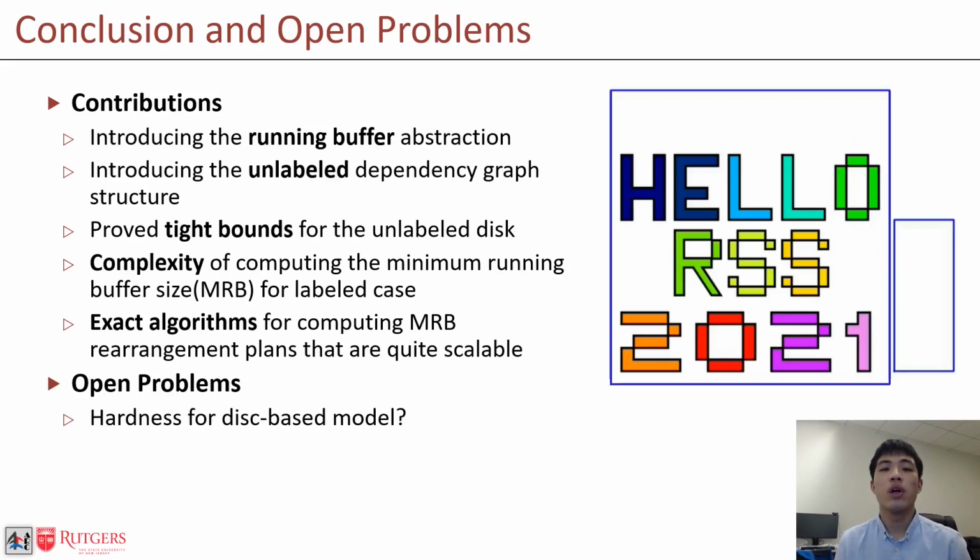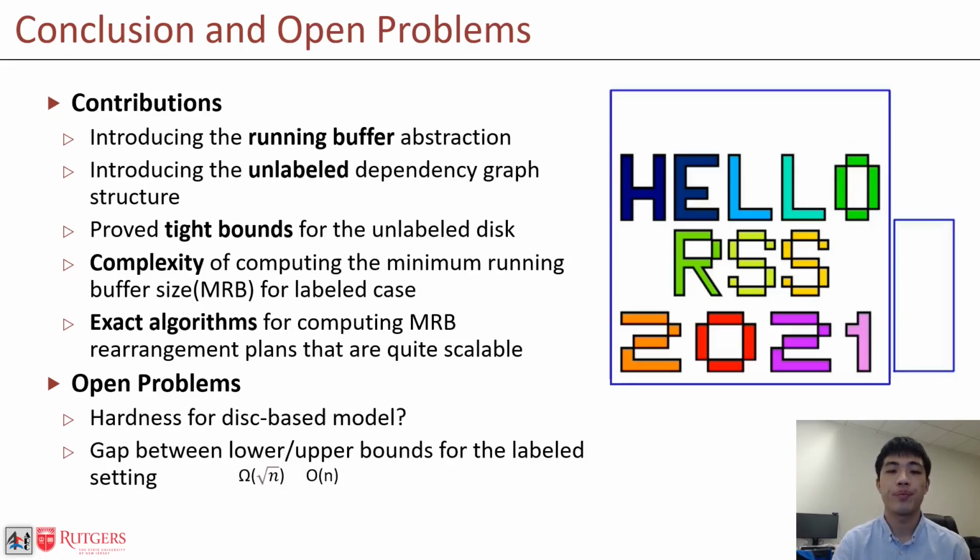For future work, we plan to take a look at the hardness result of the disk scenario. In this case, the dependency graph has a bounded degree. Besides that, for the labeled problem, the lower bound is Ω(√n), while the upper bound is still O(n), so we will also try to shrink the gaps of the bounds in this problem.